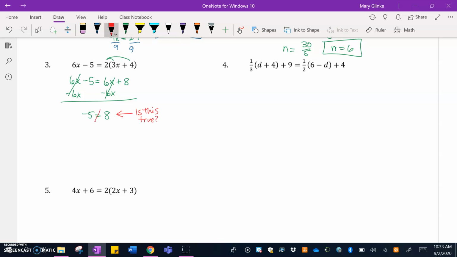Negative 5 does not equal 8. Since that is not true, this is going to be no solution. It's never going to be true. Nothing we plug in for x will ever make that true.